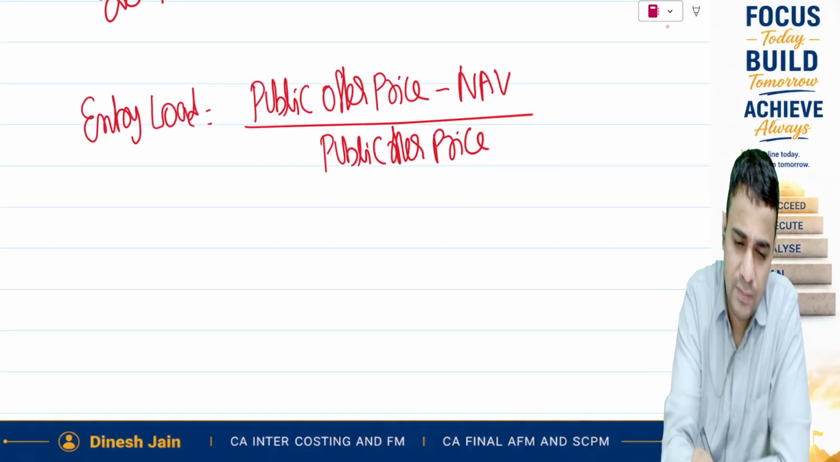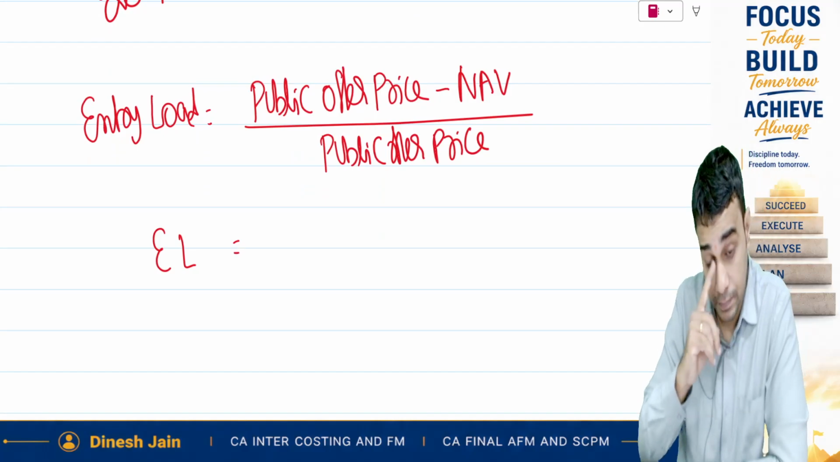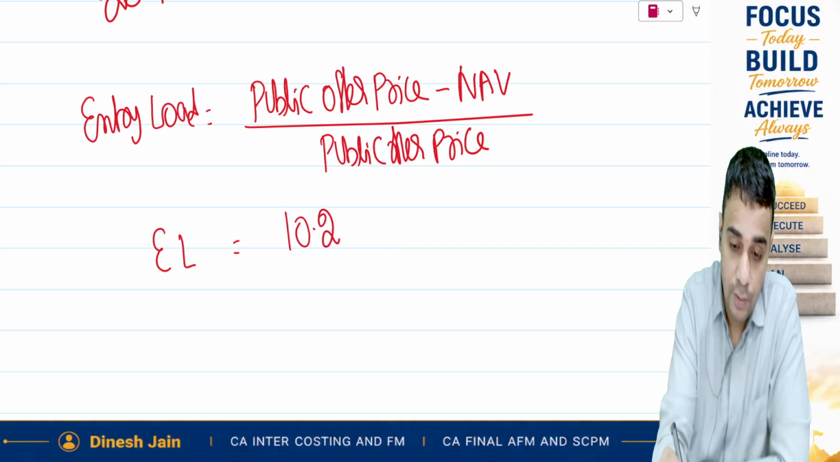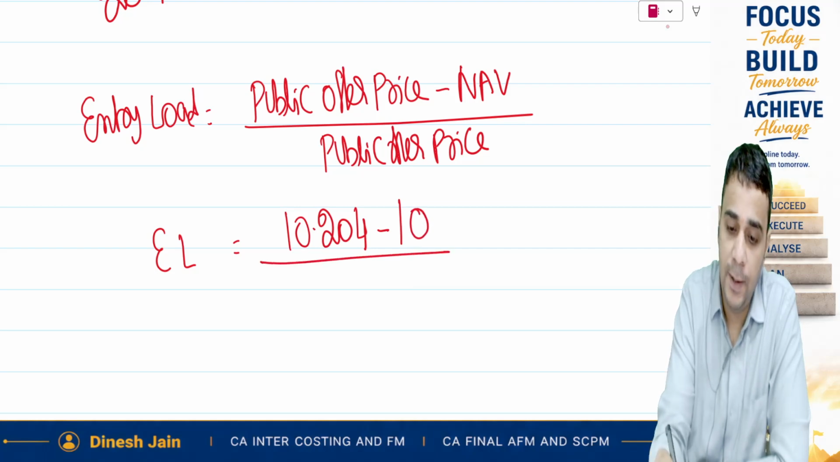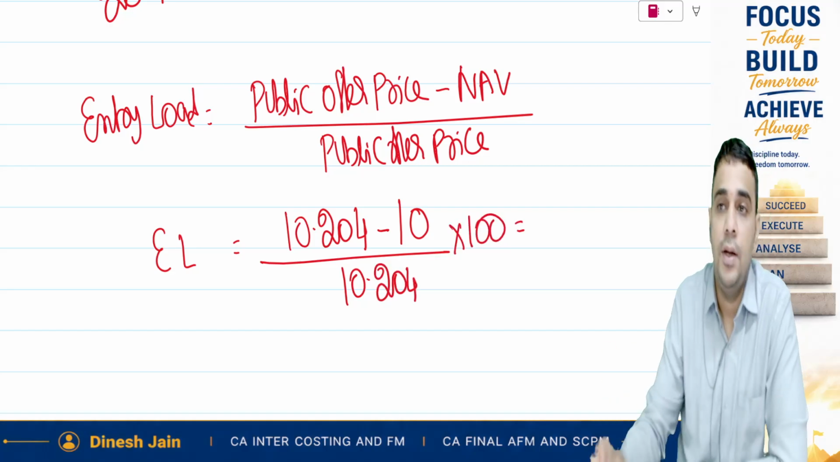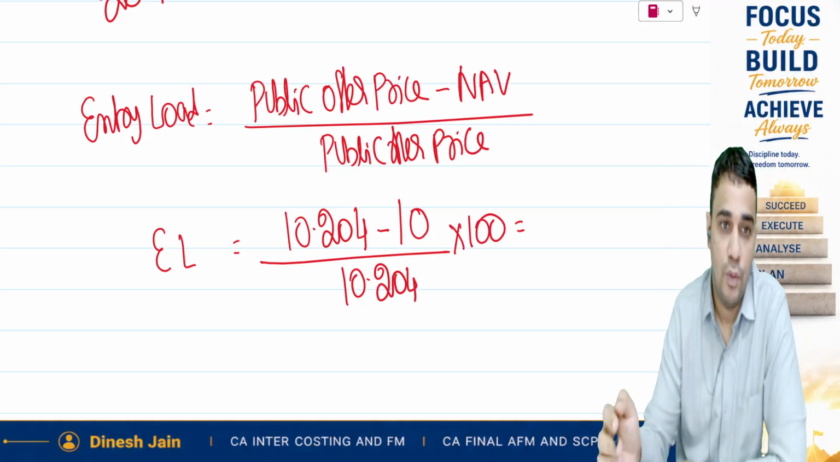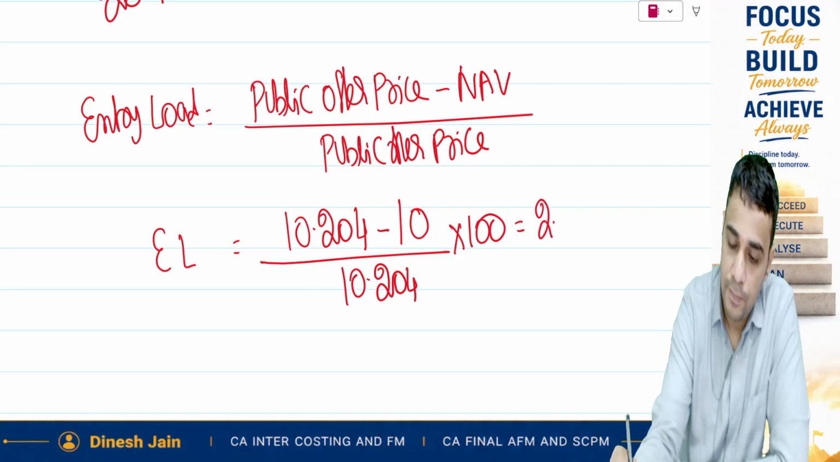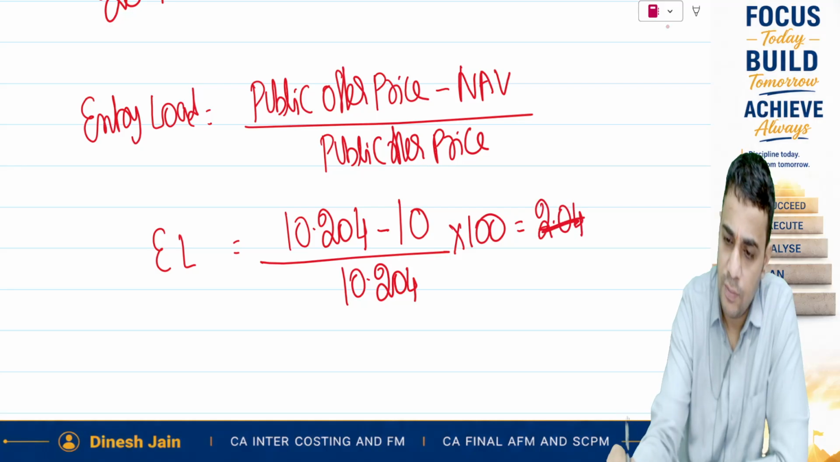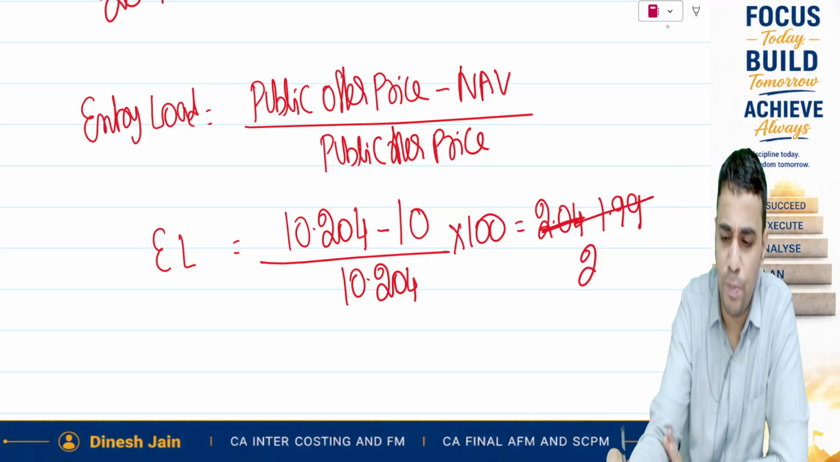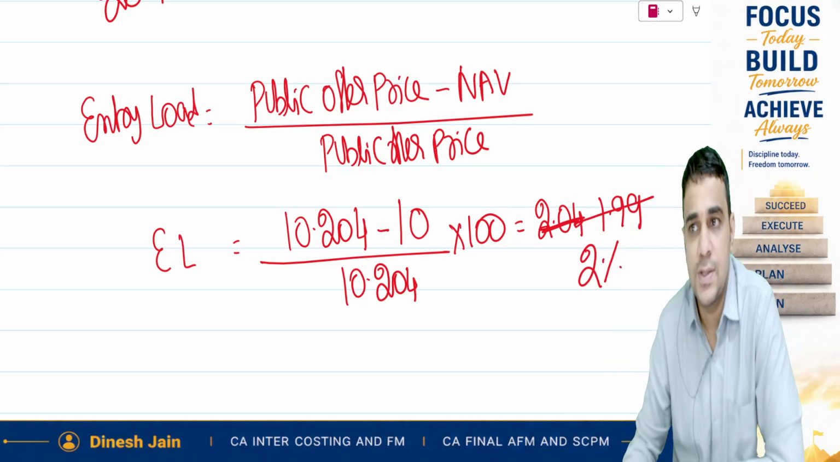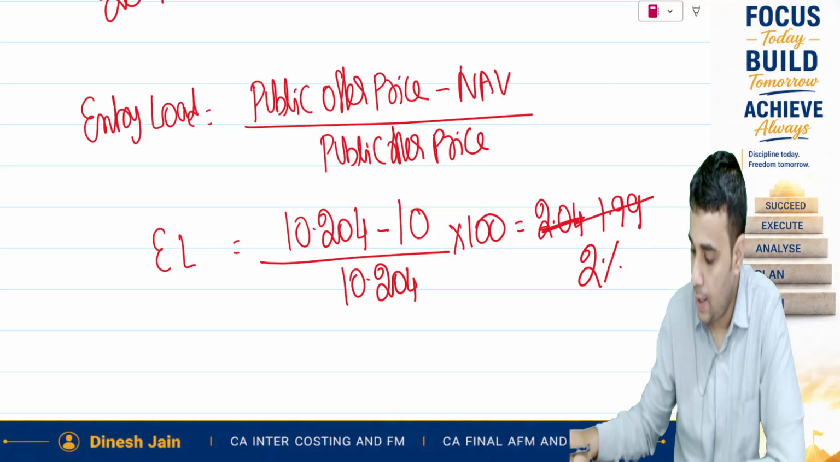The calculation is very simple. What is the public offer price here? 10.204. The unit price is the NAV, 10. Divided by 10.204 into 100. What is the percentage? Sorry, 1.99, 1.999 or okay, so 2% then. 2% is the answer.